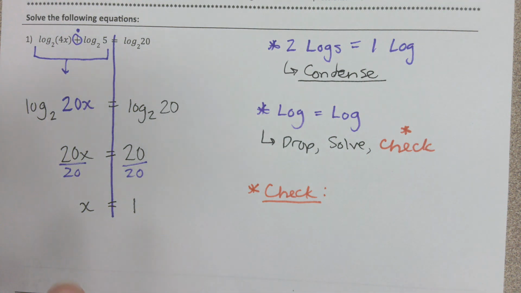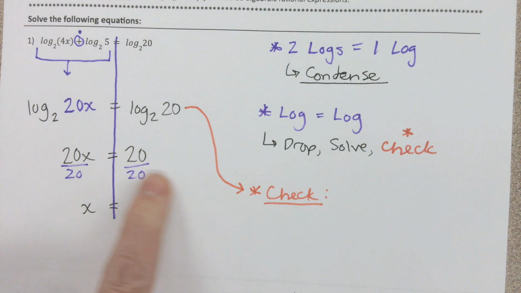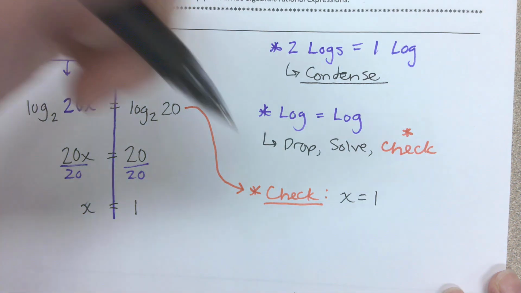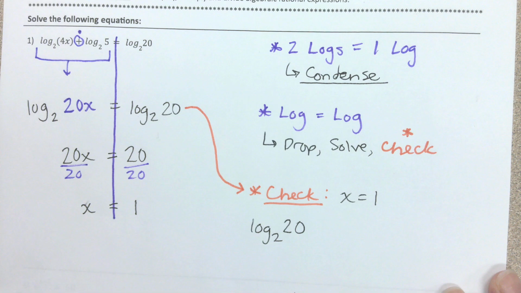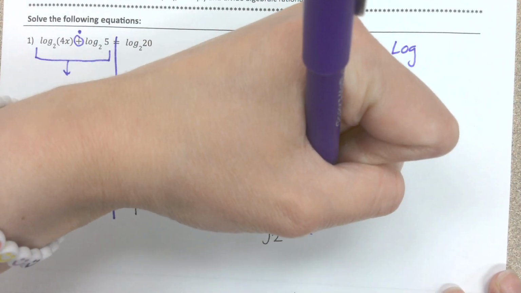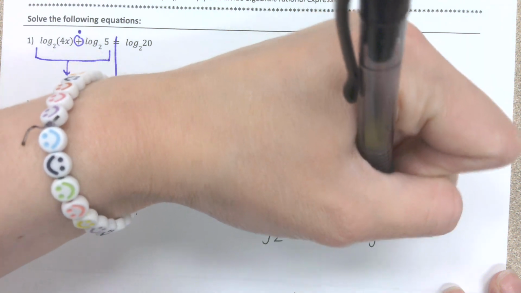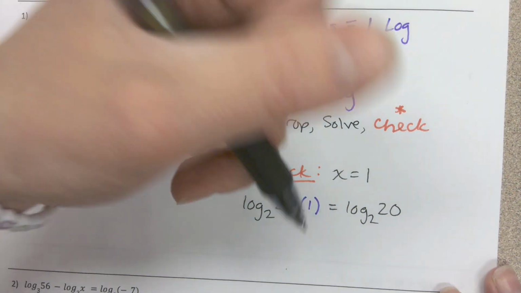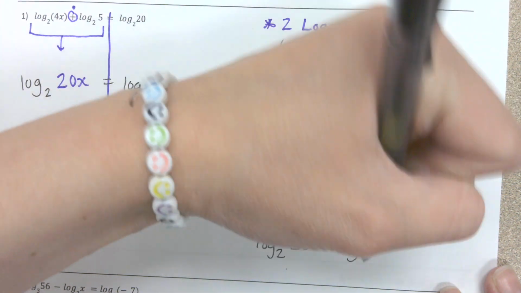So I'm going to go from this part of the equation before I drop the logs. That's where I'm going to plug it into. And we're checking that x is 1. So we have log base 2 of 20 times x, which is 1, equals log base 2 of 20. And then 20 times 1 is obviously 20. So log base 2 of 20 equals log base 2 of 20.